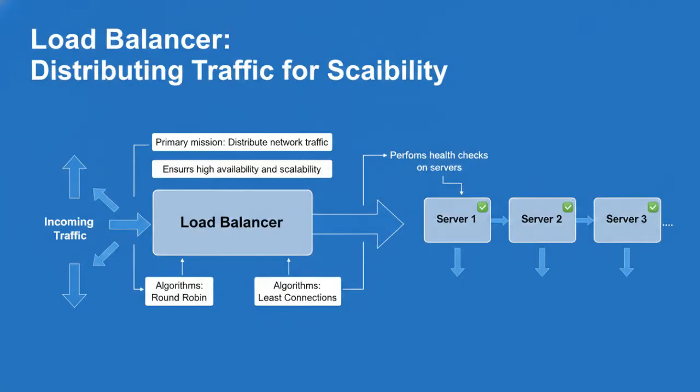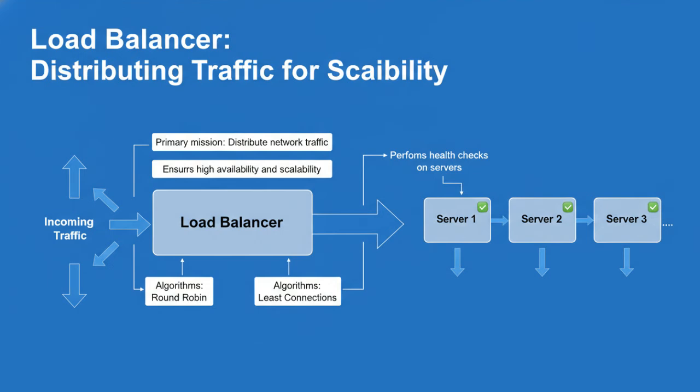While reverse proxies can offer basic load balancing, the dedicated load balancer takes this function to a whole new level. Its primary mission is singularly focused, efficiently distributing incoming network traffic across a group of backend servers. This ensures no single server becomes a bottleneck, maximizing throughput and minimizing response times. Load balancers are critical for achieving high availability and scalability, allowing applications to gracefully handle sudden spikes in traffic.